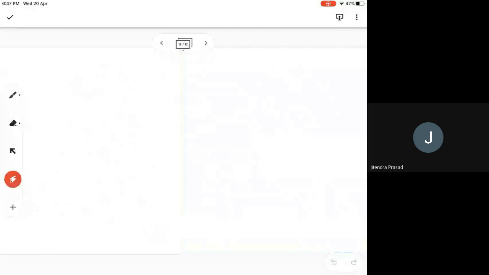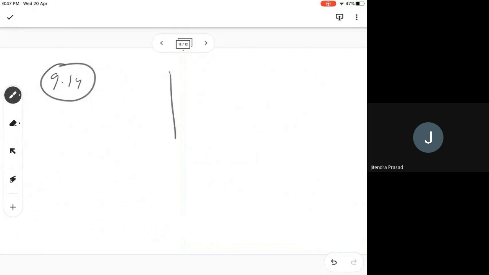Okay, and then 9.14. Any question, guys? 9.14 says consider the 3-noded, the 6-noded element. Okay, so something like this. It says, so it's not. This is 1.